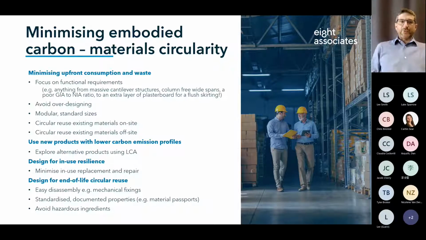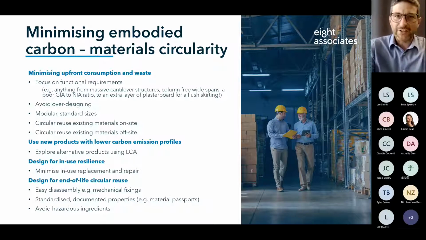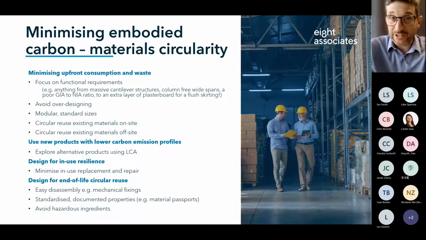And then down to even a small scale, like things like partitions, having an extra layer of plasterboard, 2 layers of board on each side, simply to achieve a flush skirting. So is that something that needs to happen? Fair enough if it's a fire or acoustic rating, but if it's just for aesthetics, then perhaps not. And that's very similar to the over designing.